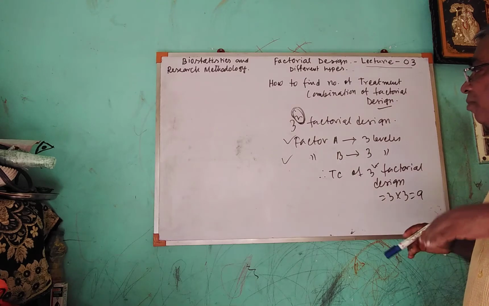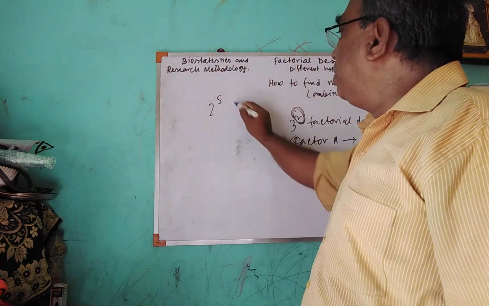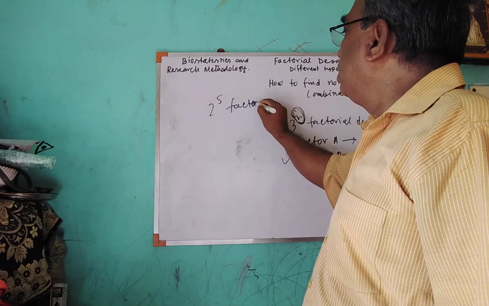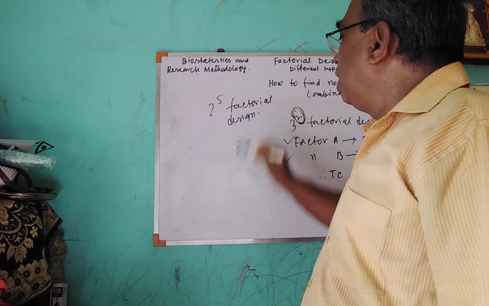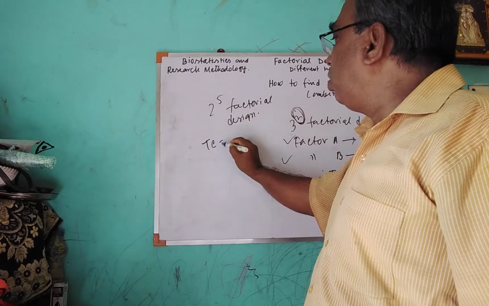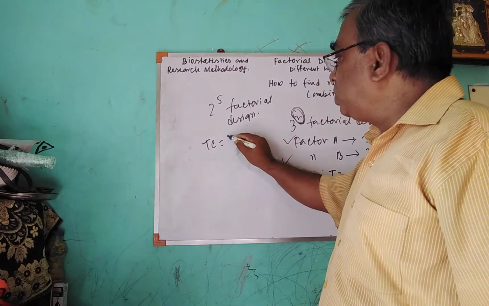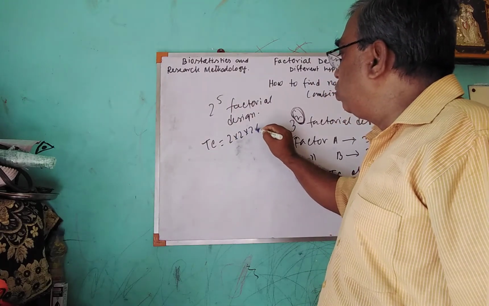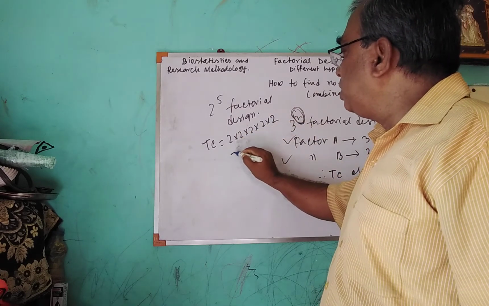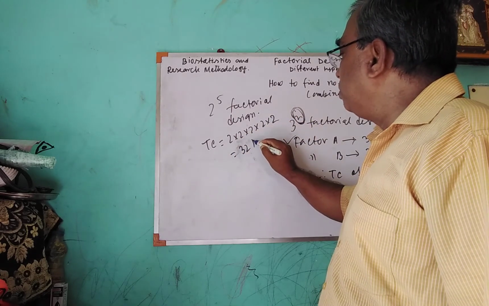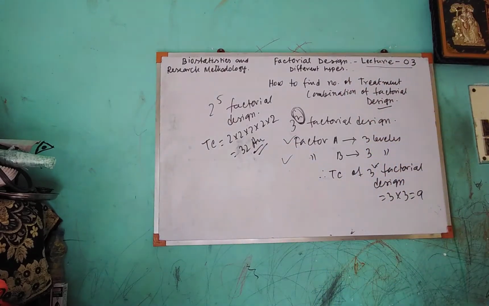Suppose in 2 to the power 5 factorial design, how many treatment combinations? TC equal to, there are 5 factors, each factor having 2 levels. That is 2 into 2 into 2 into 2, how many times? 5 times. 1, 2, 3, 4, 5. That is 32 TC, treatment combinations. 32 is the answer.